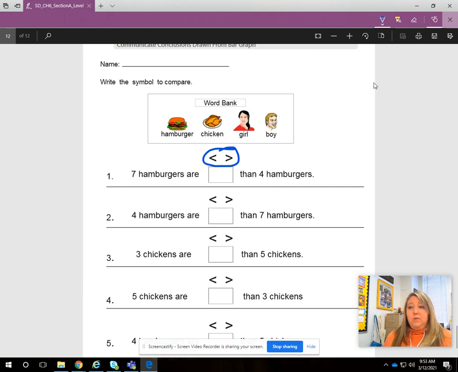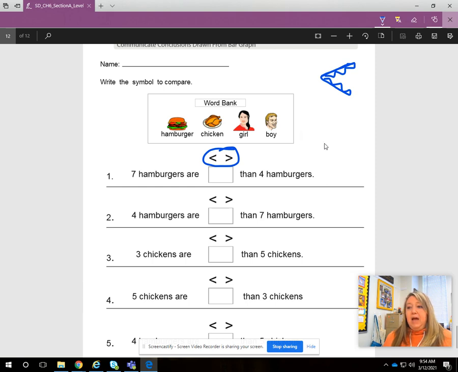So the first one is that we learned that when we use these symbols, greater than or less than, it's kind of like an alligator, right? If we put some teeth on him like this, that makes him like an alligator. And he only wants to eat the biggest number, the number that is the most. We're going to be comparing some numbers to see which one you think is more.